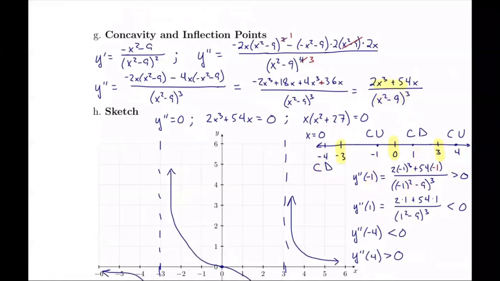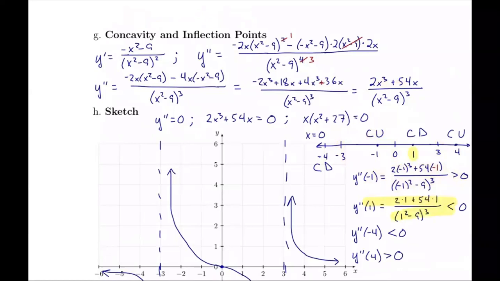We plug in negative 1. Y double prime of negative 1 looks like that turned out to be positive. You might need to confirm these details on your own, but nonetheless, it comes out to be positive, so we're concave up in that interval. Now our next test value is 1, between 0 and 3.